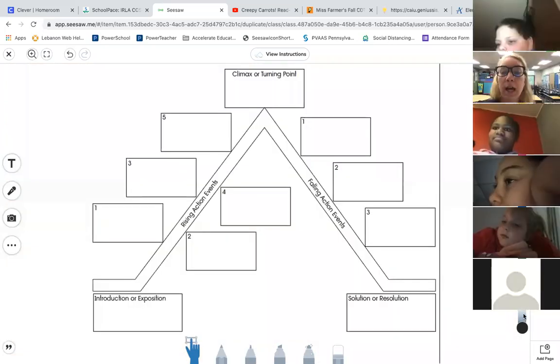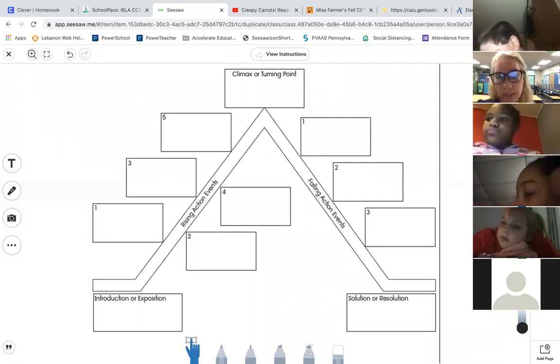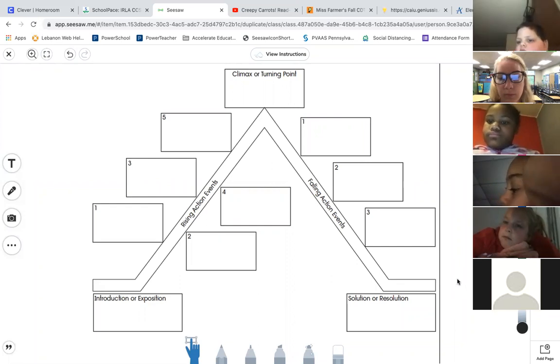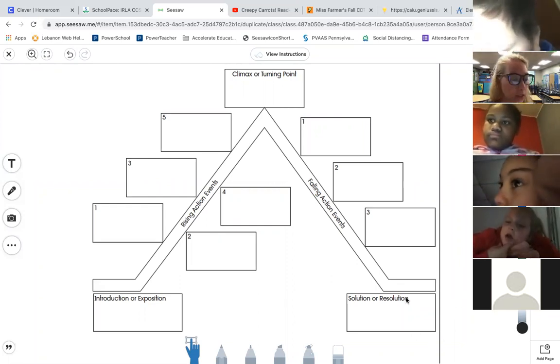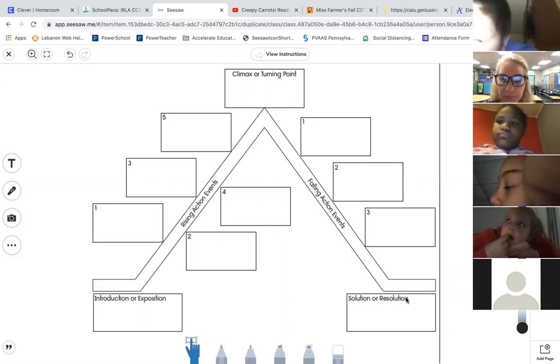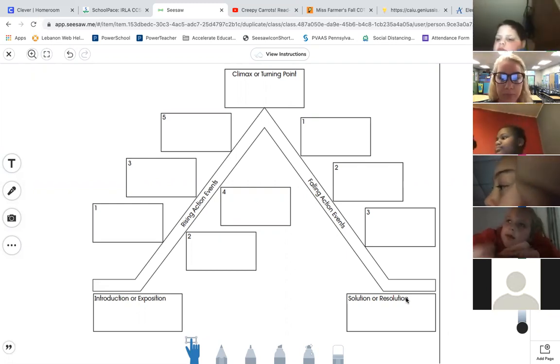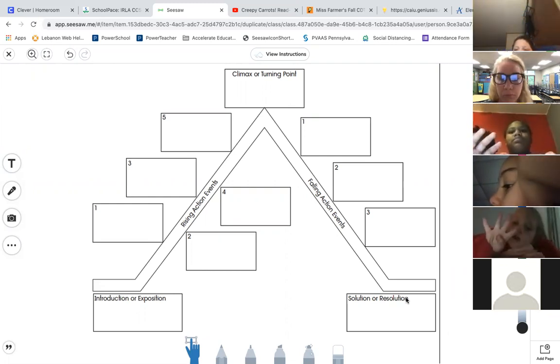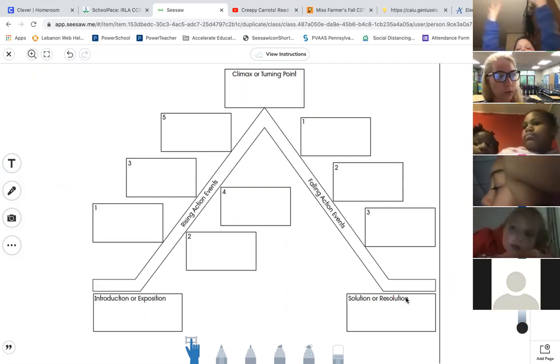There were a lot of details. How many details did you guys get? Show me on your hands. How many details did you find? Okay. Some of you got more than others. Some of you got less. That's okay. Miss Farmer filled up almost the whole page.